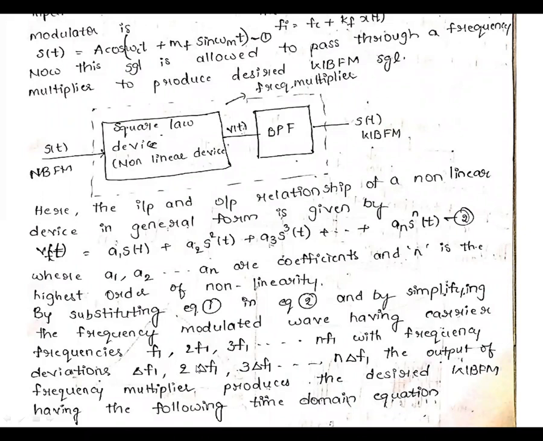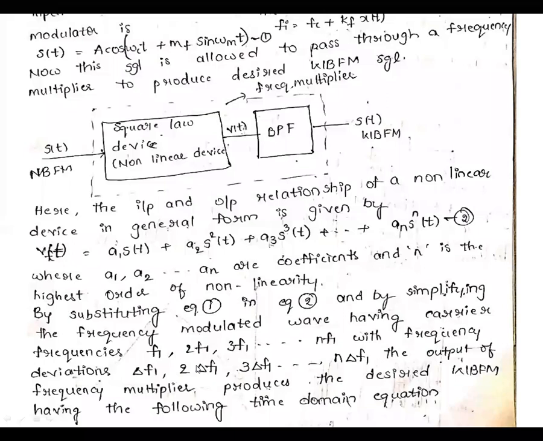frequency components related to the side bands. Single side band, that is FC plus F1 and FC minus F1, that is upper side band and lower side band. And again FC plus 2F1, FC minus 2F1, another side band. FC plus 3F1, FC minus 3F1, another side band. That is, a number of side bands are generated.